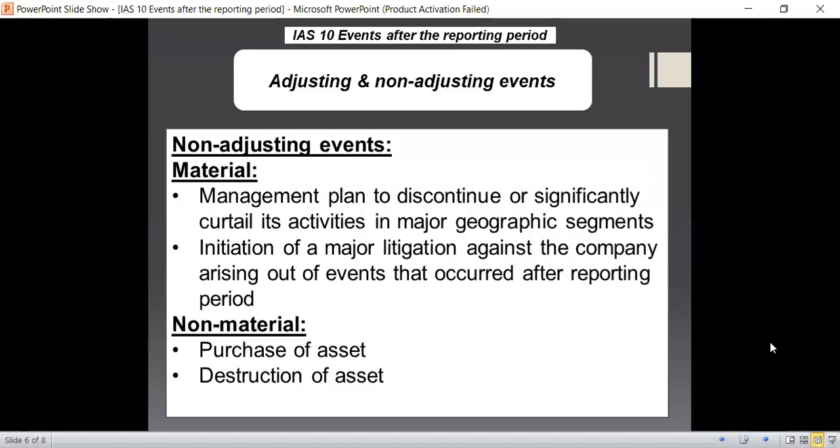Then if, for example, any major litigation is initiated against the company arising out of events that occurred after the reporting period, even if it is material, it will be a non-adjusting event because the conditions related to this event were not present at the reporting end date. If the conditions were present at the reporting end date about this litigation, then obviously we do need to adjust it, otherwise not.